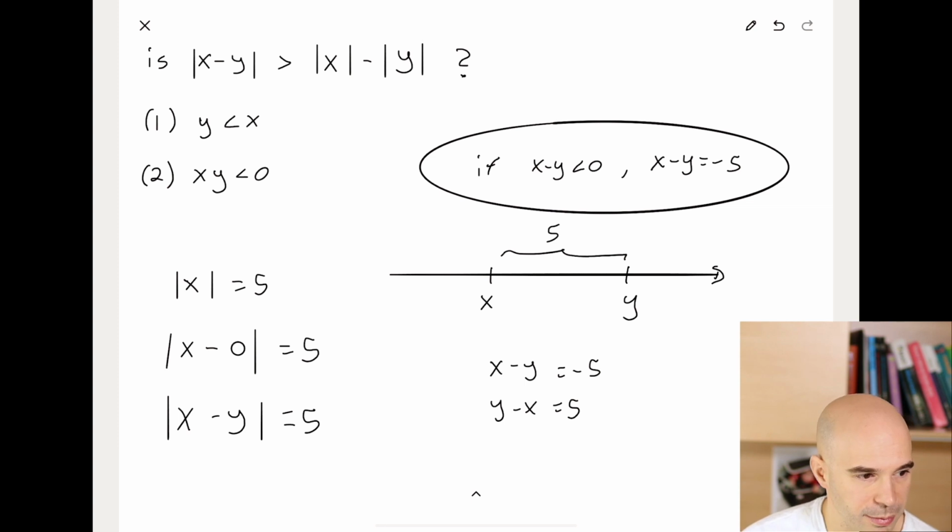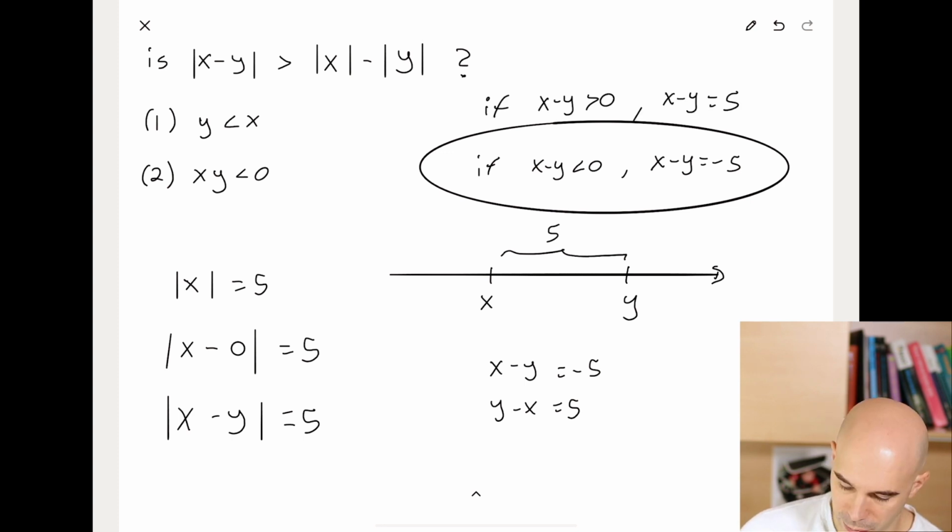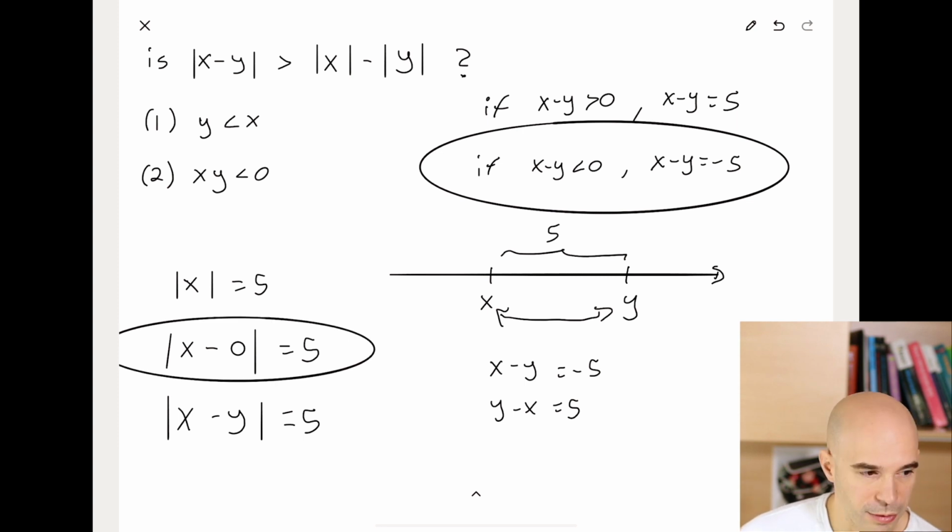That was the second example. So if instead of y we have 0, it's just saying that they're 5 apart. X and 0 are 5 apart. Right? So here there are also two scenarios, and these are the two scenarios. I don't know which one is on the left and which one is on the right, but they're 5 apart. So the same would work for absolute value of x minus 0.